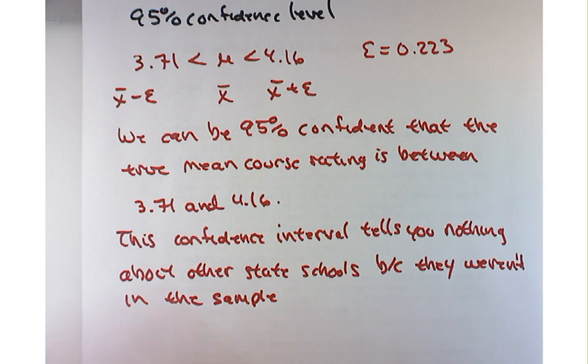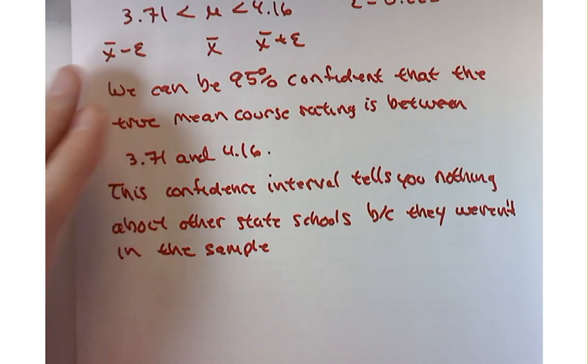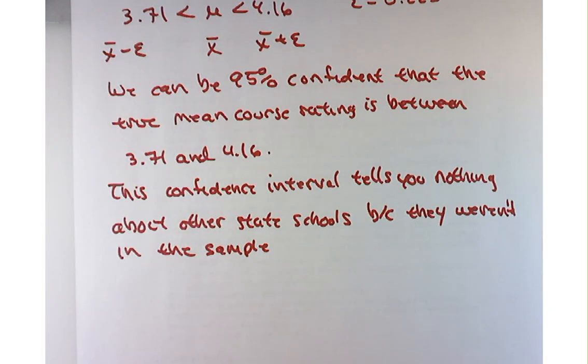So the confidence interval tells you nothing about other state schools because they weren't in the sample. And I guess more to the point, we don't know how representative this state school is of the other colleges in the state, so no, it's just not gonna happen. Okay.